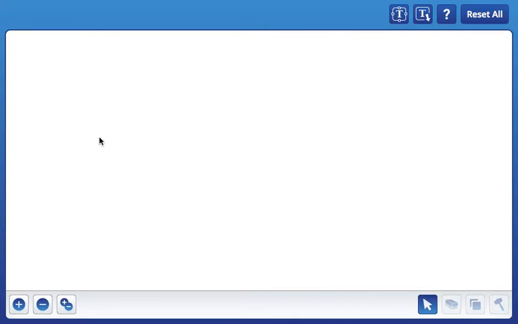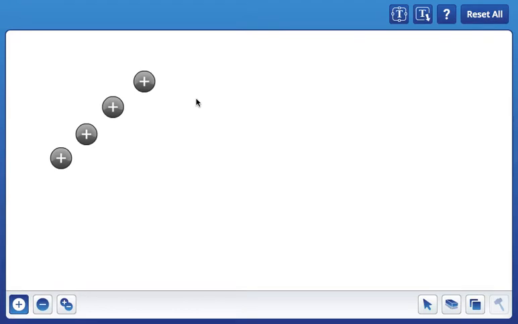If you want to add a black chip to this screen, you click the plus sign down here in the corner and then click the screen and you have a black chip. As long as that's highlighted, you can click as many as you want. So I clicked 4 times and I got 4 black chips. So let's now add some negative chips, some red chips. 1, 2, 3. All right.